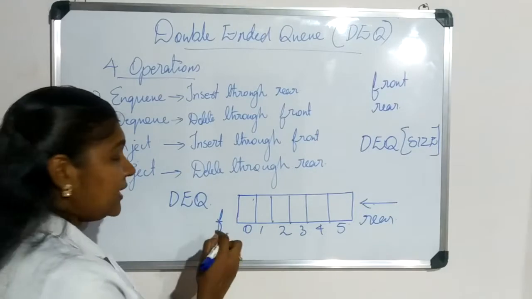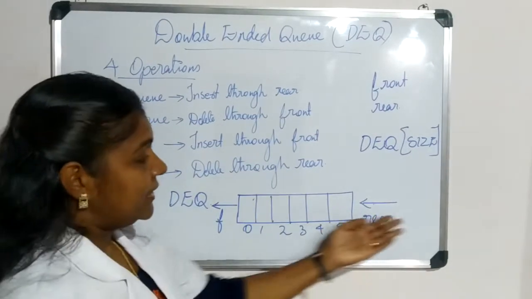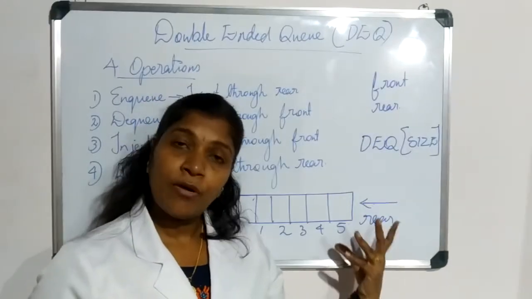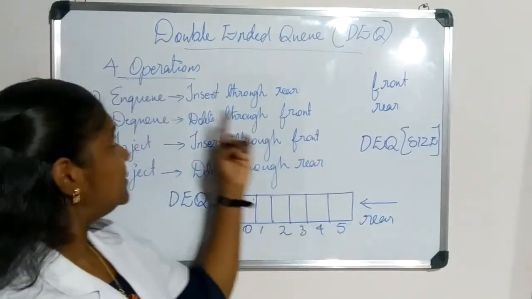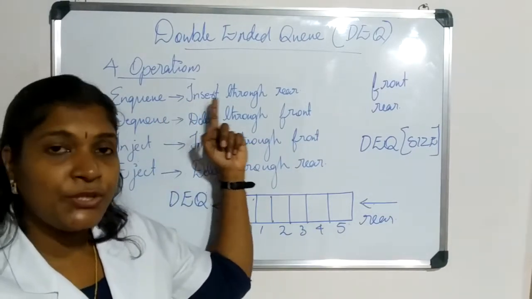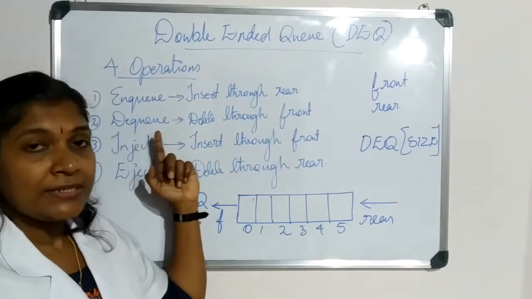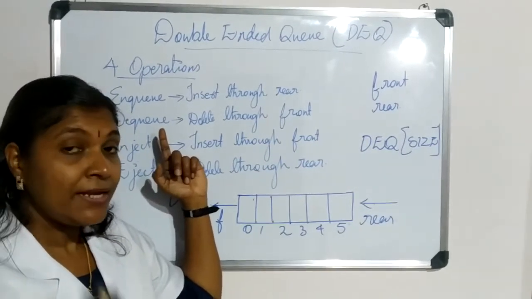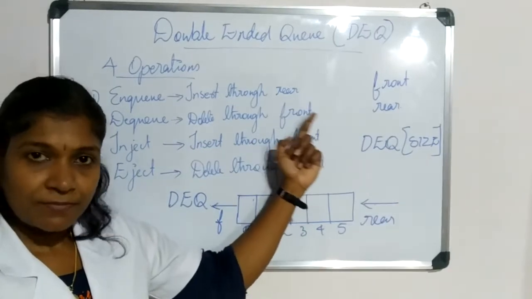And this is the front end, used for deleting elements. Insertion of elements into a normal queue or a double-ended queue through the rear end is known as the NQ operation. You are clear with that? Then DQ. What is DQ? Deletion of an element through the front end. So delete through front.